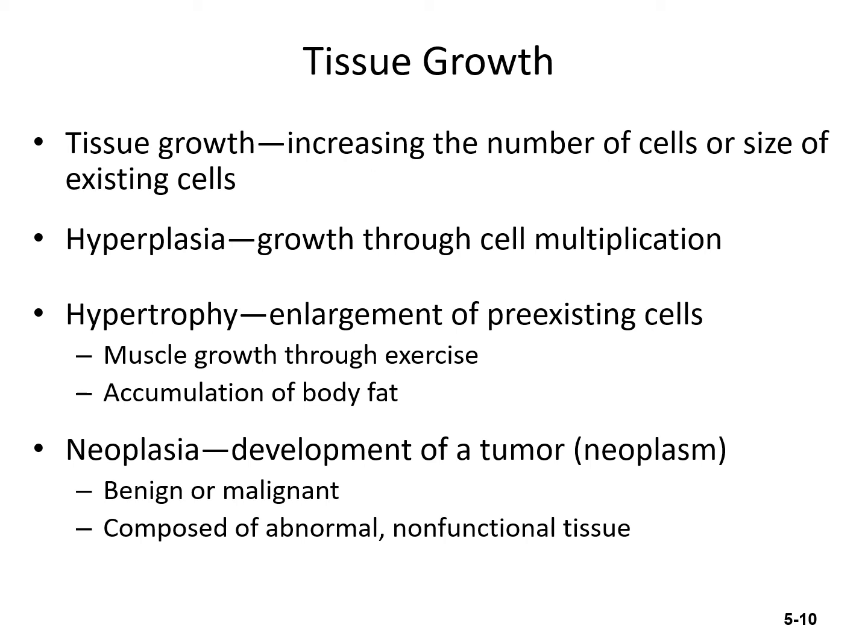And then we can also have abnormal tissue growth, neoplasia, development of a tumor, or what's known as a neoplasm. And this can either be benign, meaning it doesn't really cause health issues, and usually removal is more of an elective process, or it can be malignant in the case of cancer cells that metastasize and spread throughout the body.